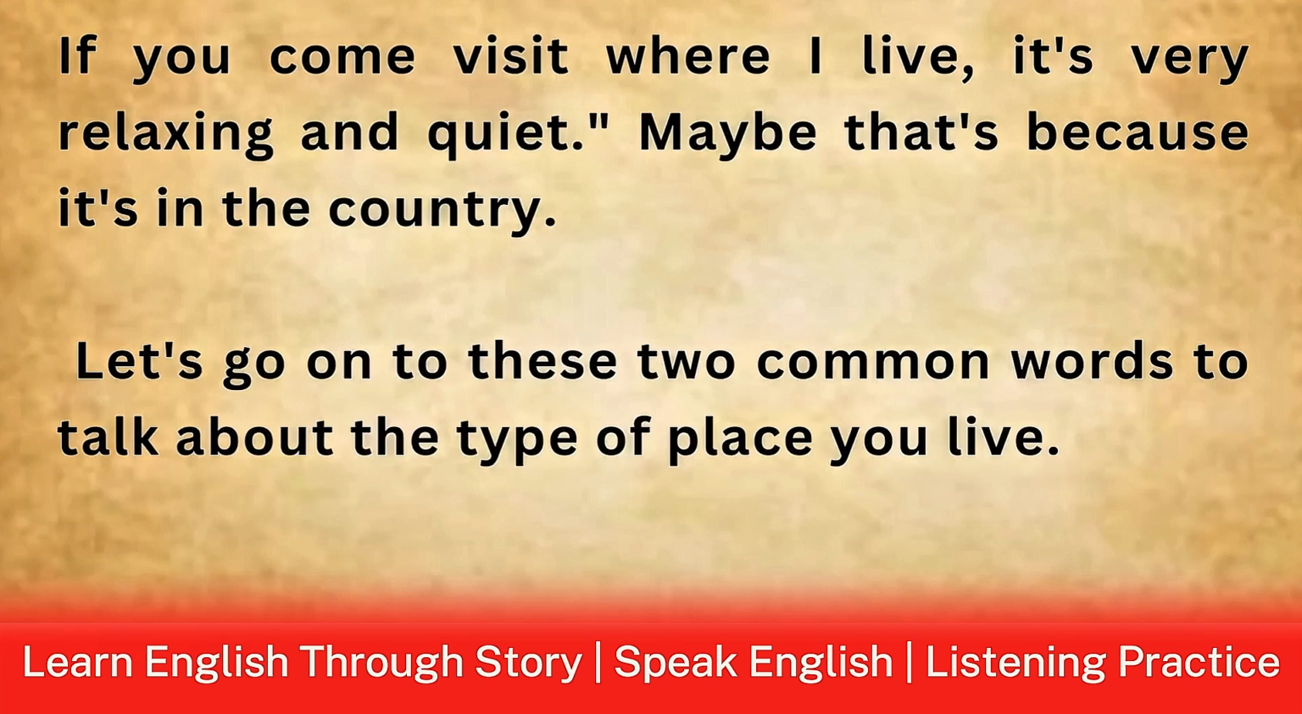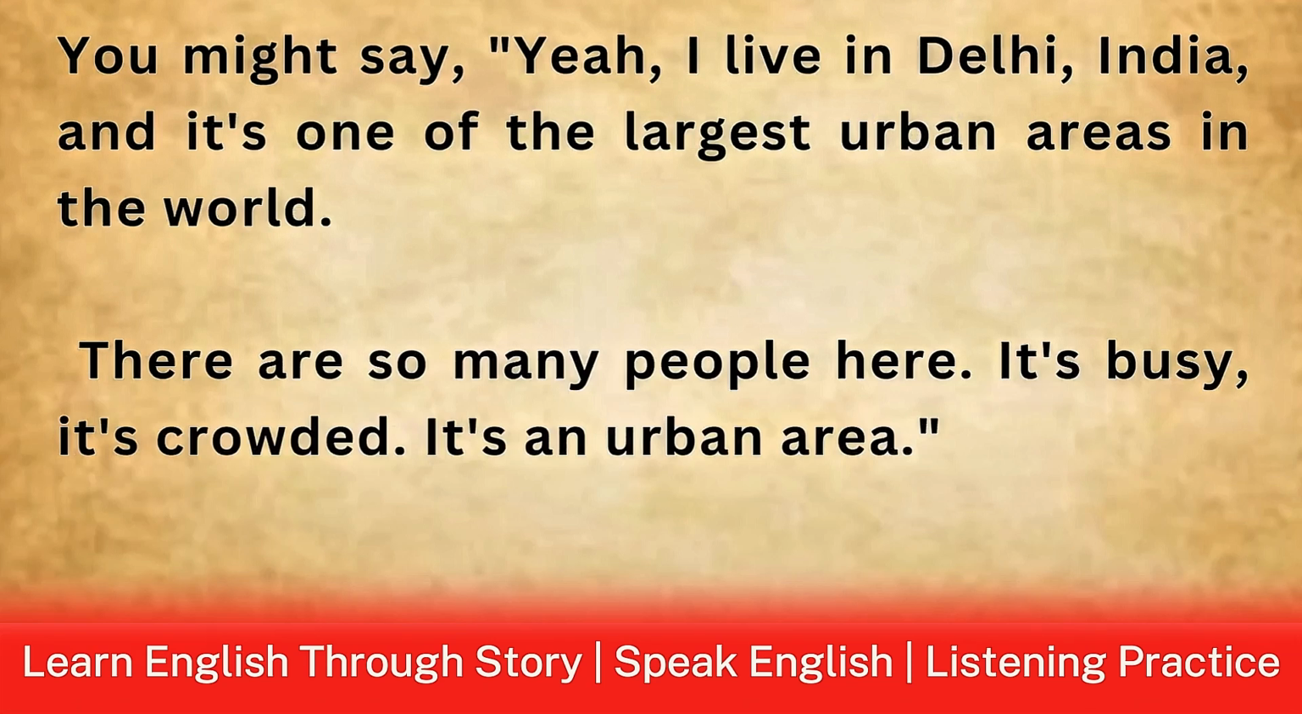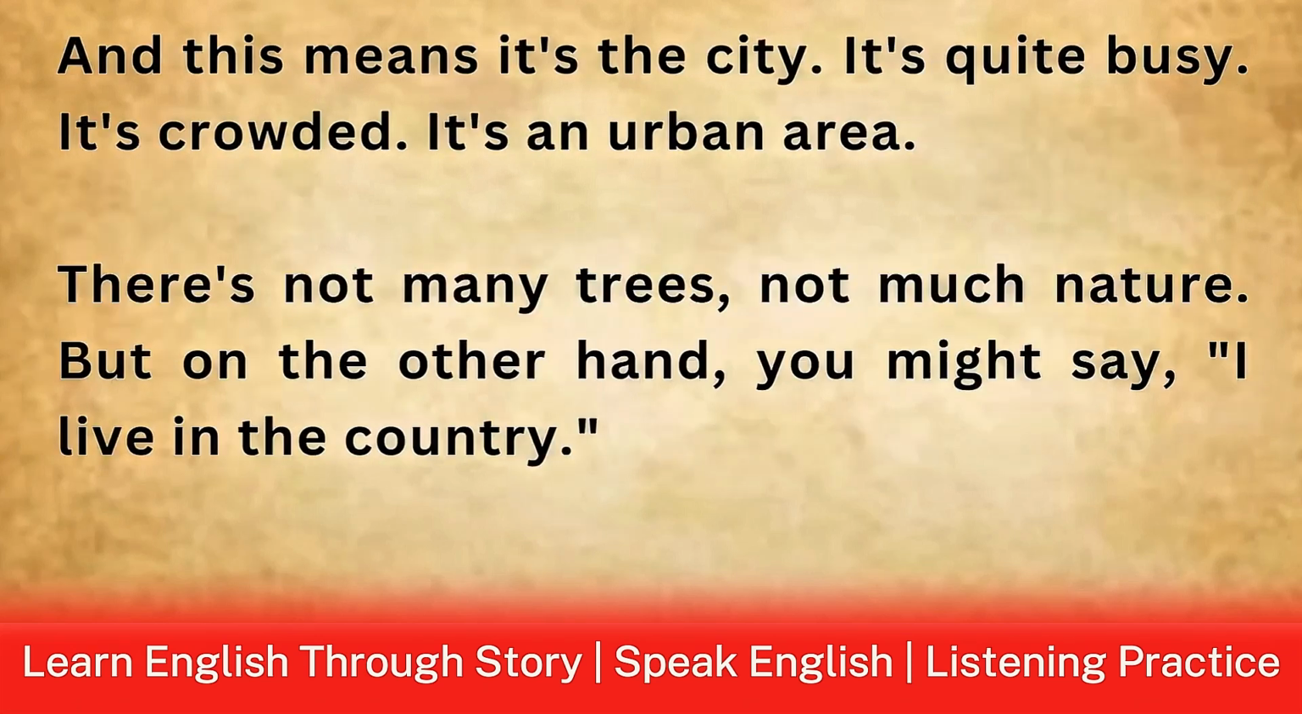Let's go on to these two common words to talk about the type of place you live. You might say, yeah, I live in Delhi, India, and it's one of the largest urban areas in the world. There are so many people here. It's busy, it's crowded, it's an urban area. And this means it's the city. It's quite busy. It's crowded. It's an urban area. There's not many trees, not much nature.